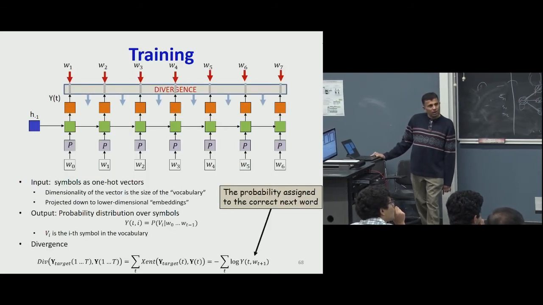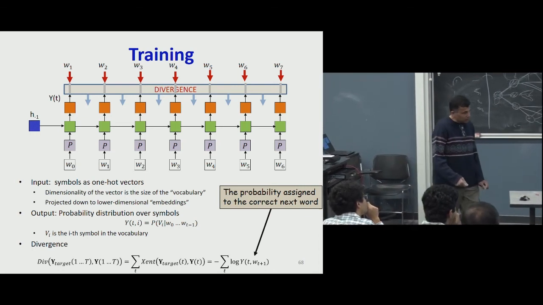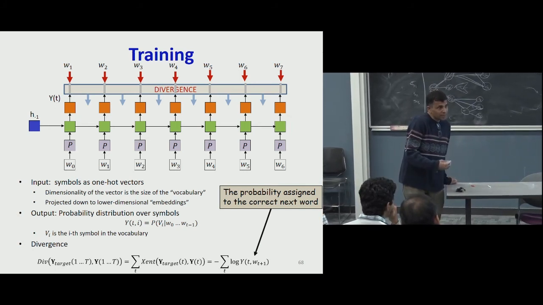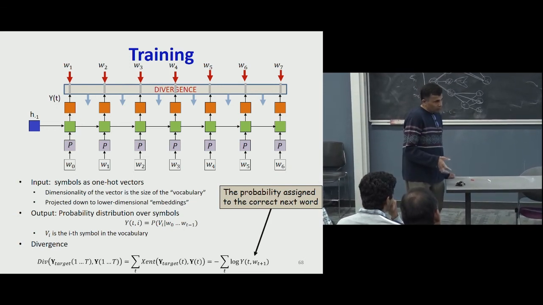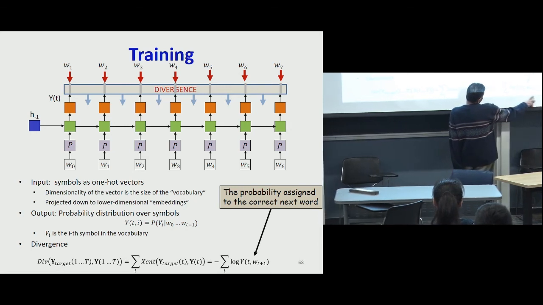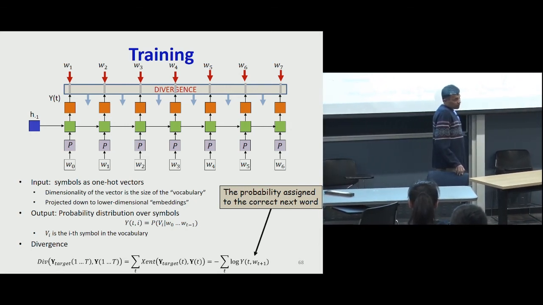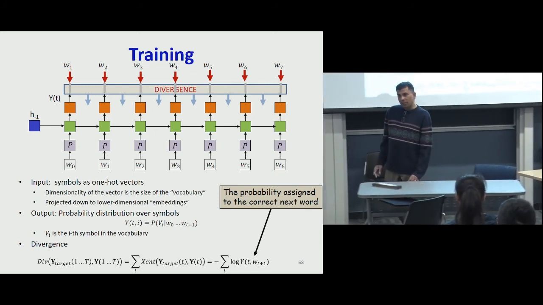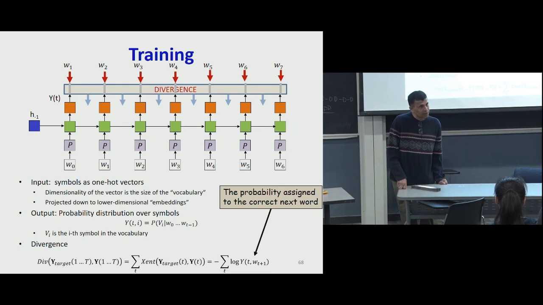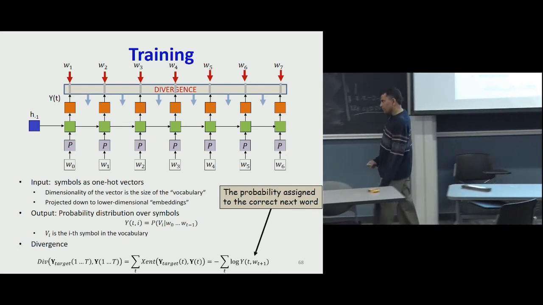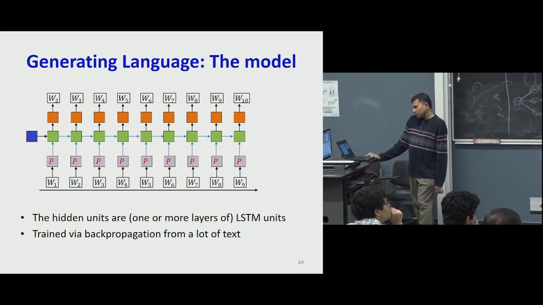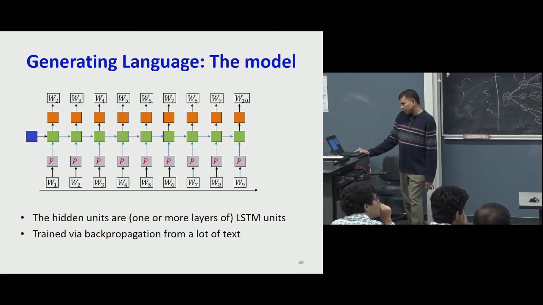And when we trained it, the divergence was between the input character sequence shifted by one and the current output, because you're always trying to predict the next character. All of these will come back for our particular problem. At each point, the total divergence, if you were using a one-hot representation, becomes the negative of the sum of the log probabilities assigned to the next word at the current time, because you're always trying to predict the next word. So this is what we actually optimized. And of course, the whole thing could be trained using backpropagation, right?